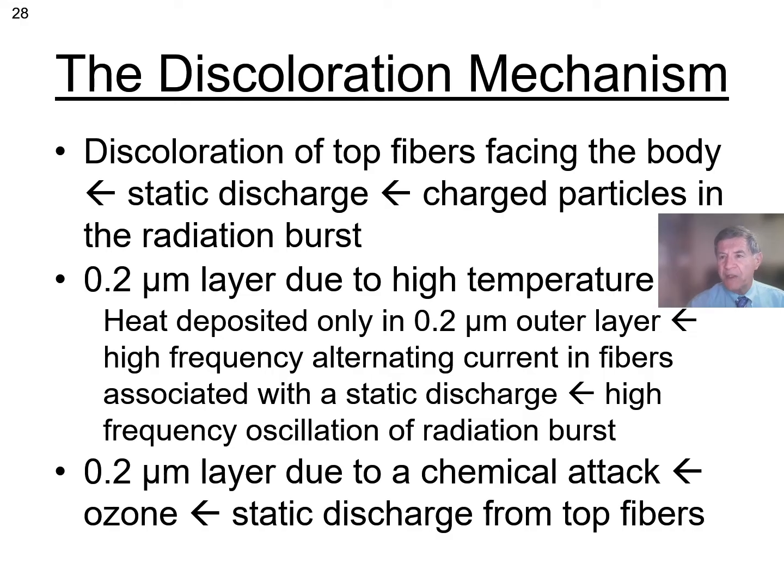It is thus hypothesized that the images were produced by an extremely brief, extremely intense burst of vertically collimated radiation emitted from within the body. The radiation that formed the images was primarily charged particles, was probably emitted homogeneously in the body, and was probably oscillating with a high frequency between vertically up and vertically down directions. This radiation burst caused static discharges from the top fibers facing the body, which caused electrical heating and/or a chemical attack by ozone to discolor the very thin 0.2 micrometer layer in the fibers, which produced the images.